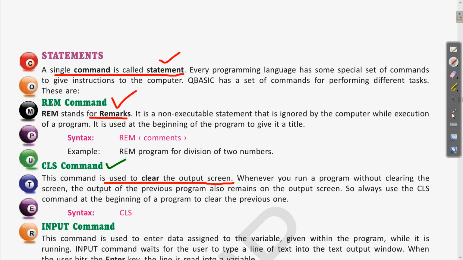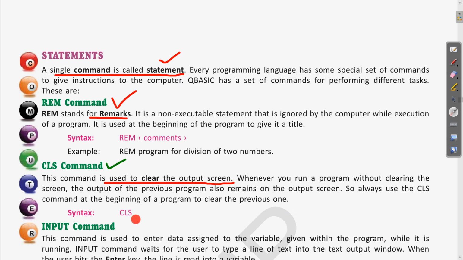Whenever you run a program without clearing the screen, the output of the previous program also remains on the output screen. So just as we were saying, if you have run any program earlier, whatever the output is, that will be present on the output screen. If you want to make it clean, if you want to erase all the previous output, for that we can use the cls command. So always use the cls command at the beginning of a program to clear the previous one.